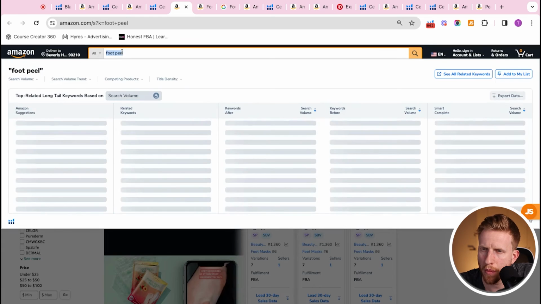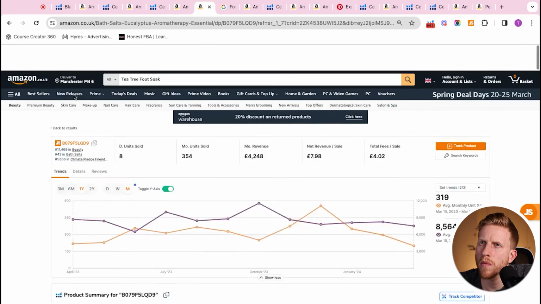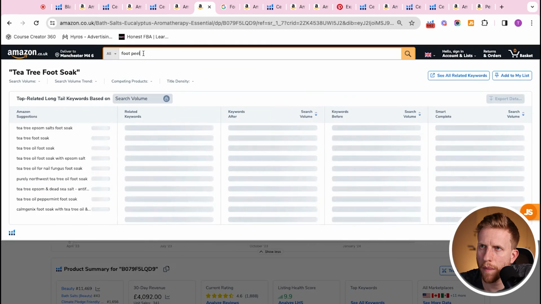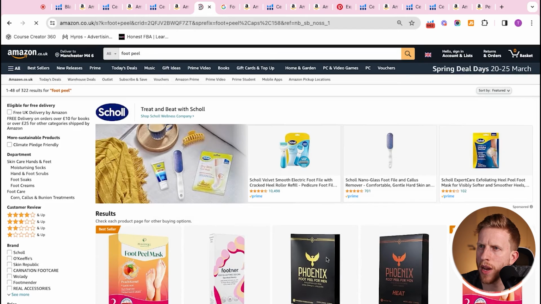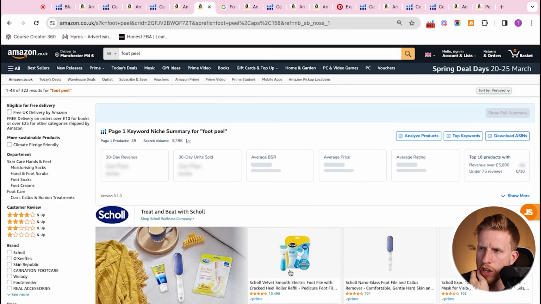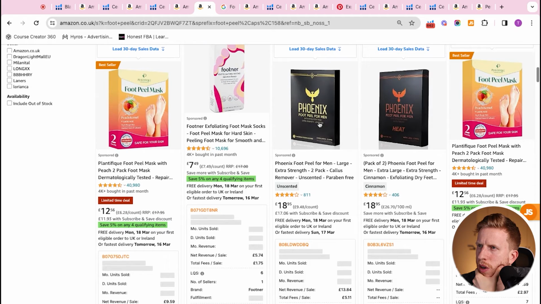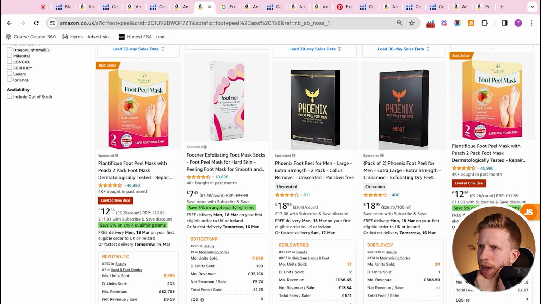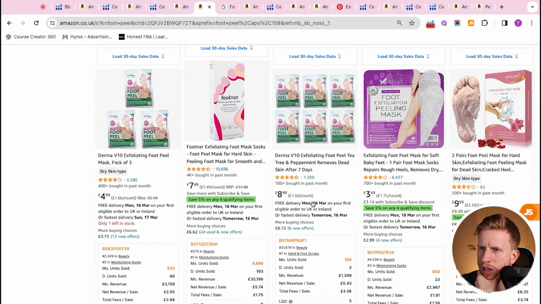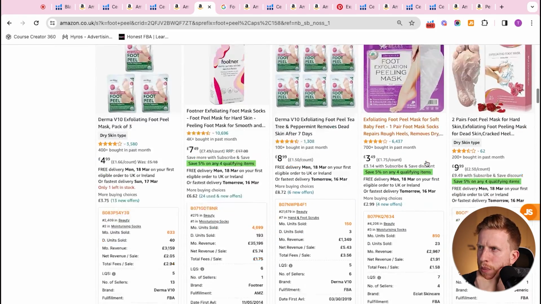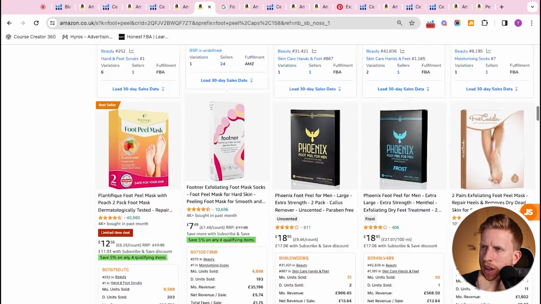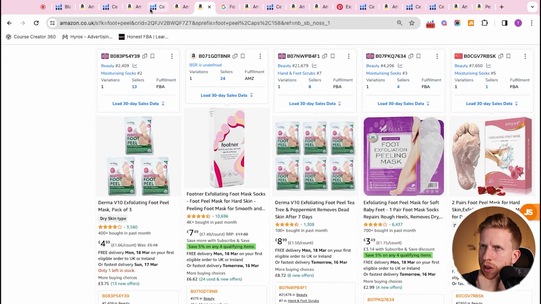Let's have a look at the UK market. What are we doing over here? Foot peel. I mean, look, one of the things about niches like this is, yeah, you are competing against big brands like this. Something to be wary of. But look at this. Phoenix foot peel for men. Not doing very well. 80,000. Okay, this is a crazy competitive niche. But there might be a variation of a product like this that you could potentially look at.